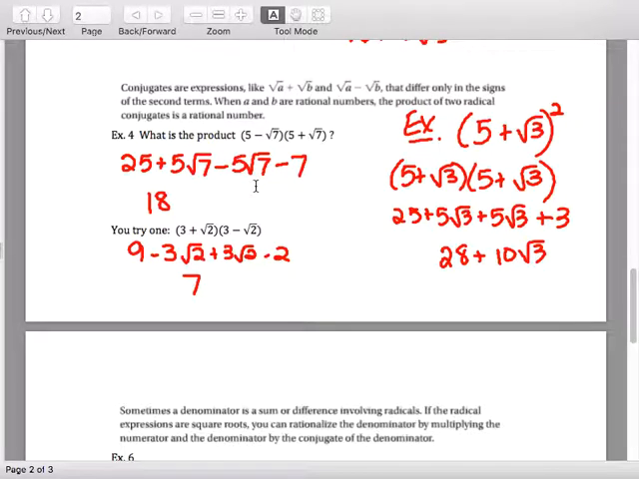But I wanted to point out to you that if you have a sum and a difference, that makes the outer and the inner cancel. But if you have a quantity with a sum or difference squared, the outer and inner don't cancel.